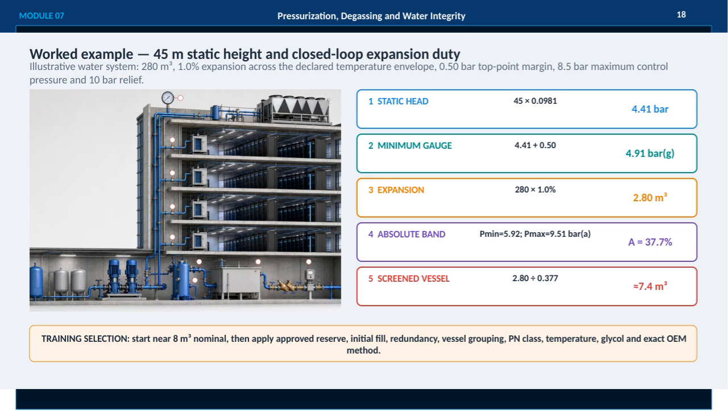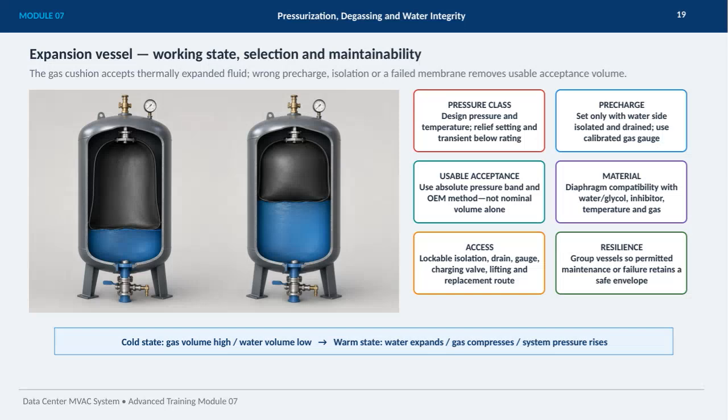Finally, when selecting the vessel, we start near 8 cubic meters nominal capacity, then factor in reserve capacity, initial fill, redundancy, vessel grouping, pressure class, temperature, glycol content, and the exact OEM method to ensure optimal performance and safety. Here we focus on the expansion vessel, which plays a critical role in managing the pressure within the MVAC system.